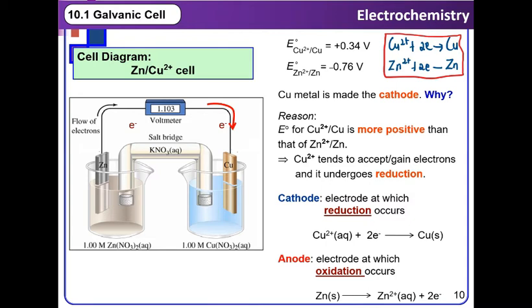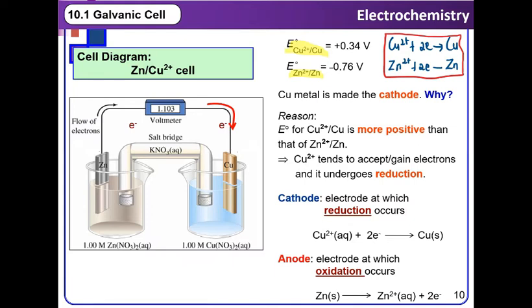The standard reduction potential for copper is written as E0 copper 2 plus to copper, which means copper 2 plus undergoes reduction and becomes copper. Its value is positive 0.34 volt. And the standard reduction potential for zinc 2 plus to zinc means zinc 2 plus gains 2 electrons and produces zinc. Its value is negative 0.76 volt.